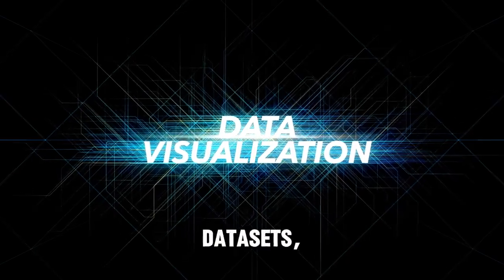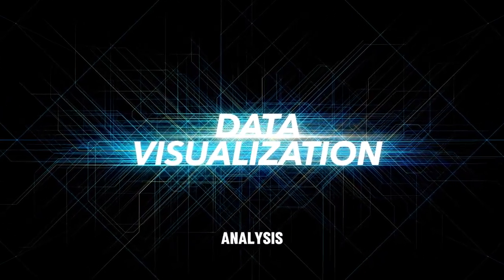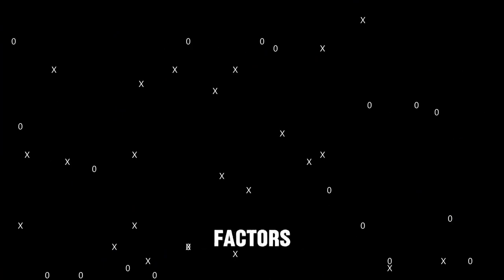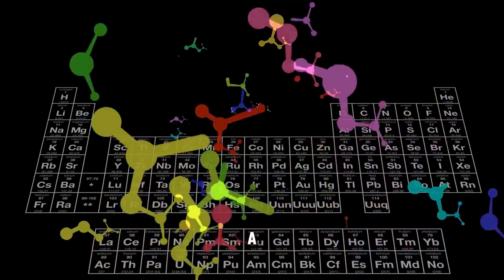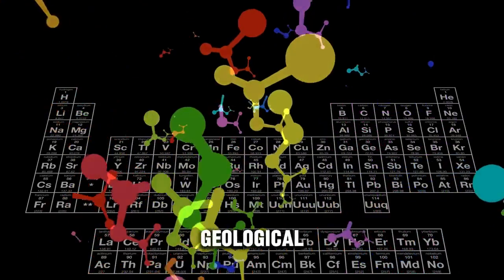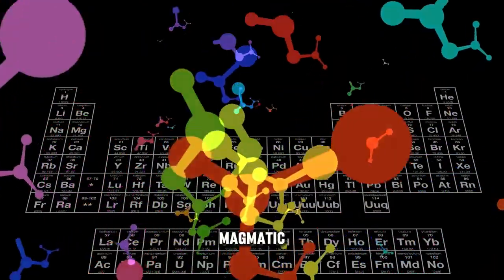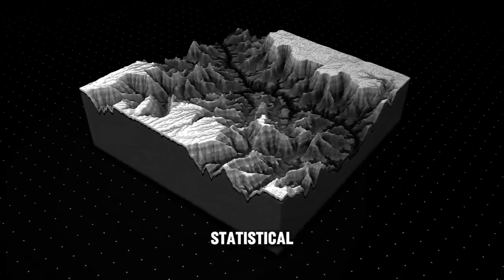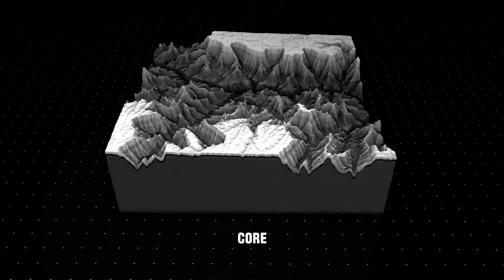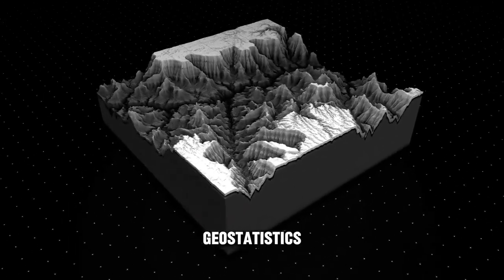For more complex data sets, we can use factor analysis. This technique simplifies the data by identifying underlying factors that explain the patterns of correlation. For instance, it might group a dozen different elements into just a few factors that represent distinct geological processes like magmatic differentiation or weathering.